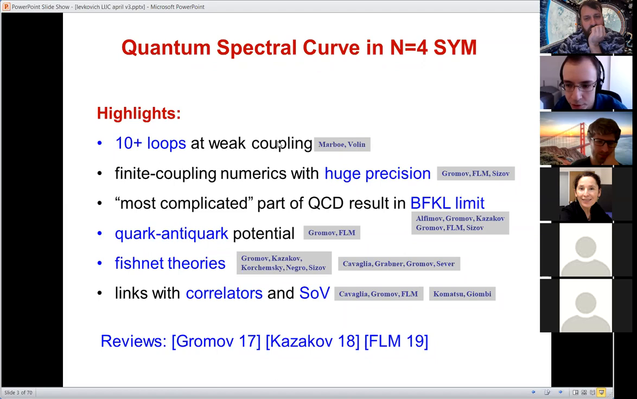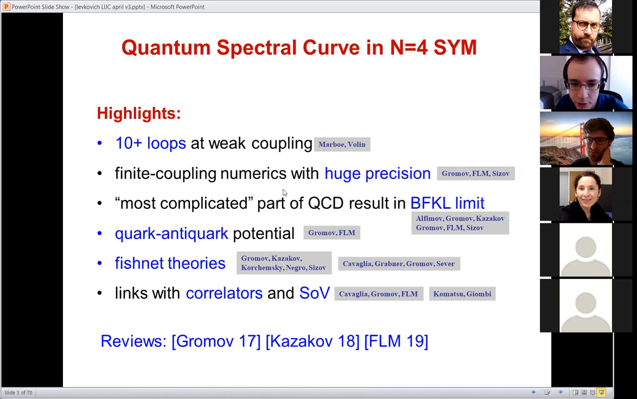Analytically one can study various other limits, for example the BFKL limit that has long been very difficult to study and gives a prediction for the most complicated part of some QCD results. Then it can be extended to some other even non-local observables like the quark anti-quark potential. Recently the method has found powerful applications for fishnet theories, a simplified version of super Yang-Mills that reveals a lot of important structure.